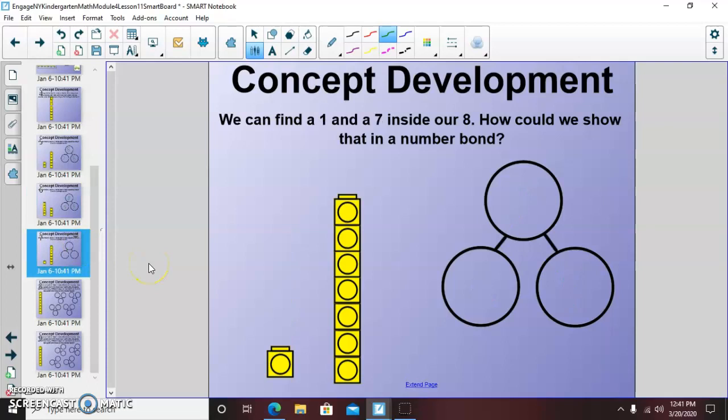Okay. Your 2 parts are right here. One part is here, your other part is here, and all together you have a whole. I want you to pause me, and I would like you to figure out what your 2 parts and your whole look like, and write that down for your number bond on your piece of paper. Go ahead.